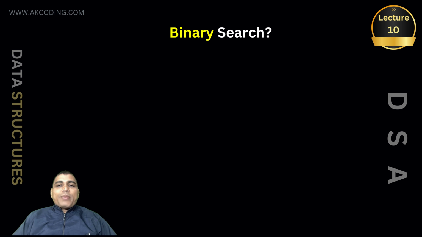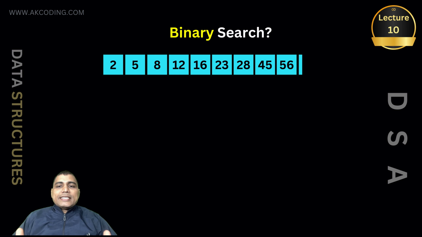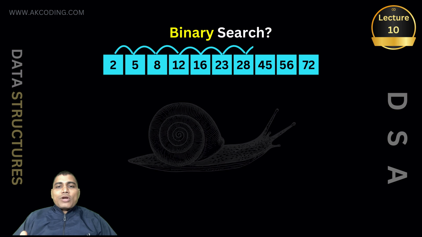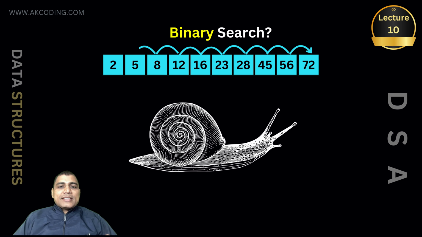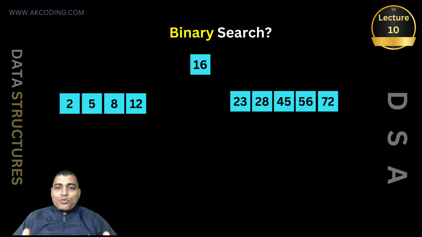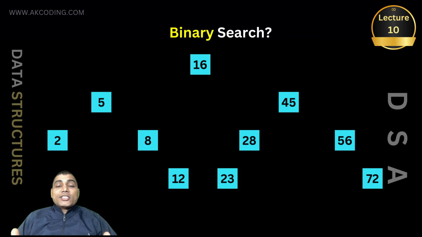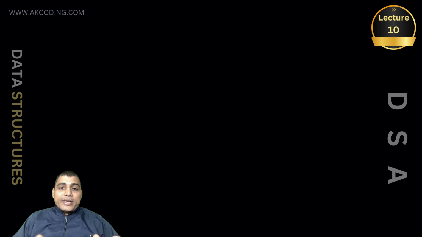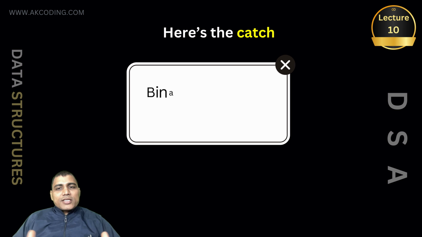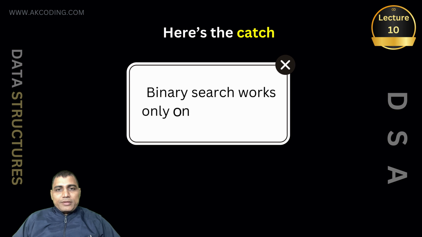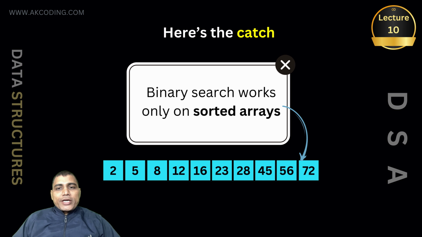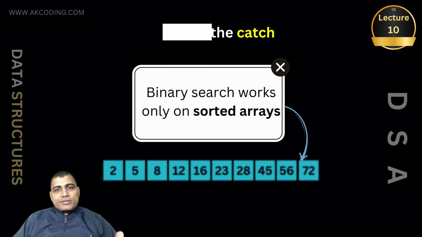What exactly is binary search? See, in this picture, you have a sorted list of numbers and you need to find a specific number. Instead of searching one by one like a snail, binary search splits the list in half over and over until it finds the number. It is super cool, right? Here is the catch. Binary search works on sorted arrays only. If your data is not sorted, you need to sort it first.